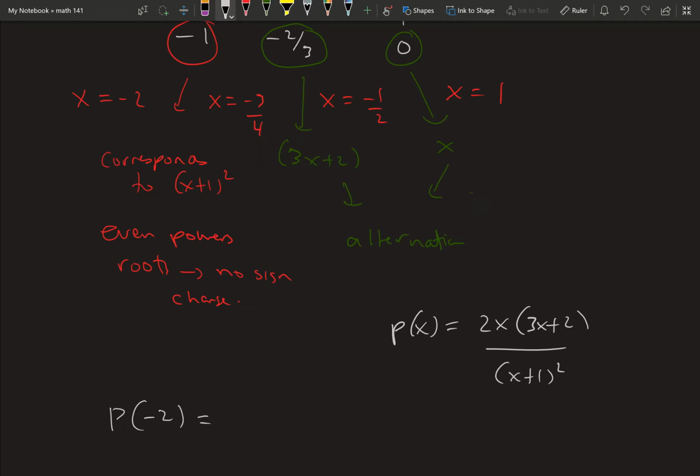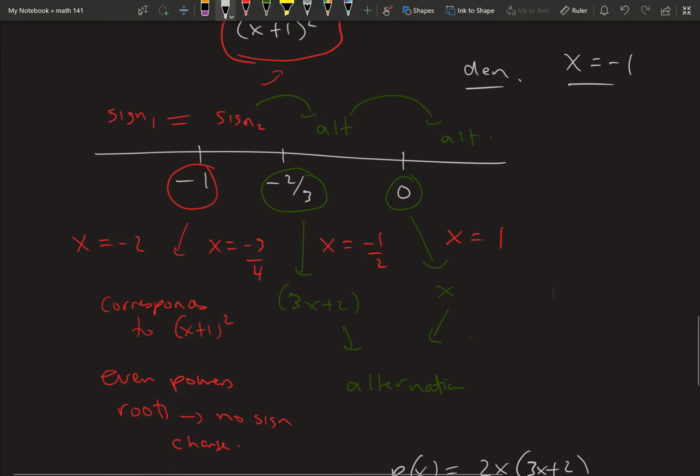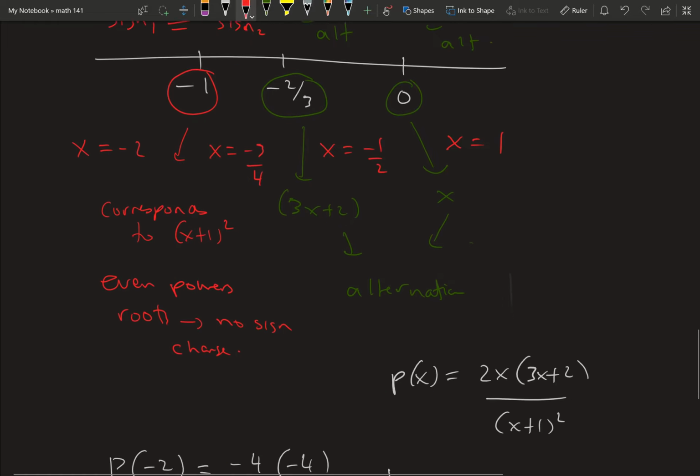What do we get? We get negative 4 times 3 times negative 2, which is negative 6 plus 4, that's another negative 4, divided by, and remember the denominator is always positive here. This is a positive number. So here the sign is overall positive. And I claim that actually this part is also going to be positive.